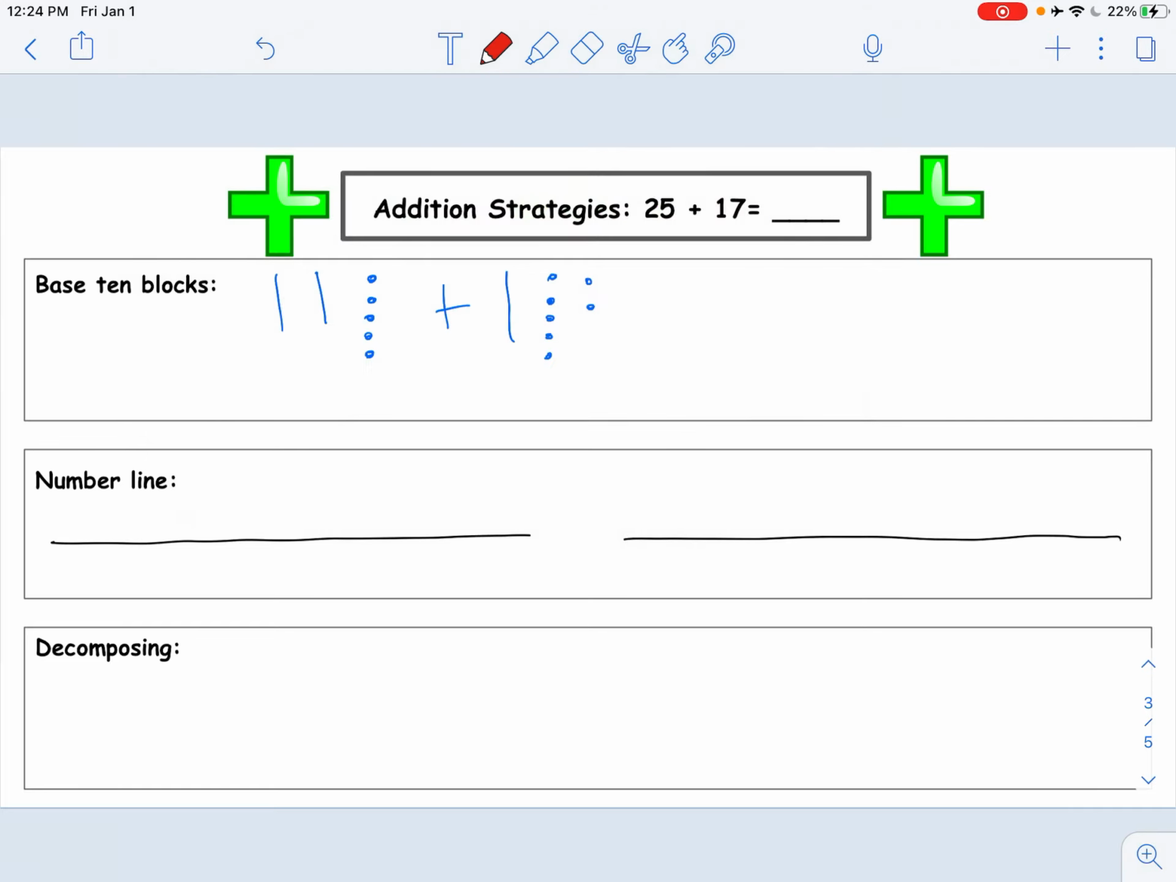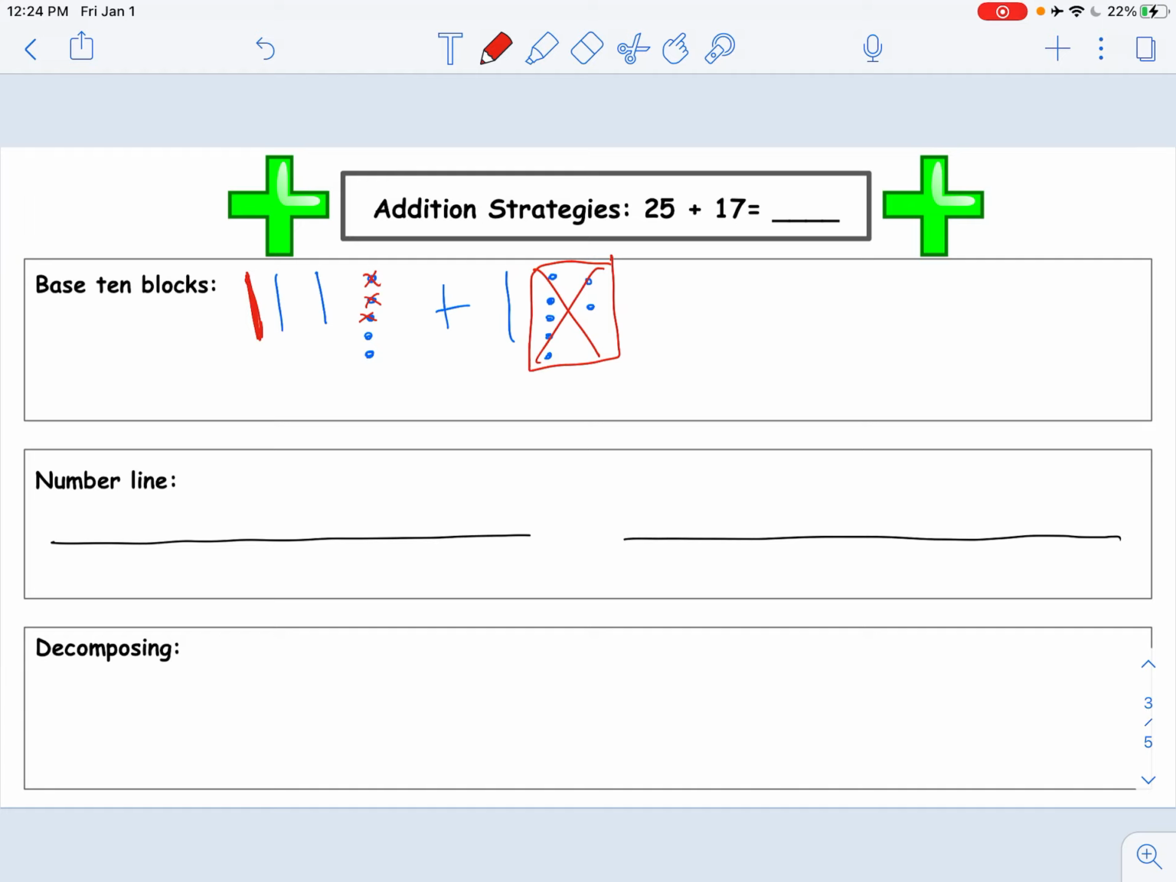So hopefully students will realize that there are more than 10 ones here. If we have more than 10 ones, we can go ahead and trade them in for a 10. It just makes the counting easier. So I have 7 ones here, and then over here I have 8, 9, 10. So I can trade those 10 ones in for a 10. And so now it's a little bit easier for me to count.